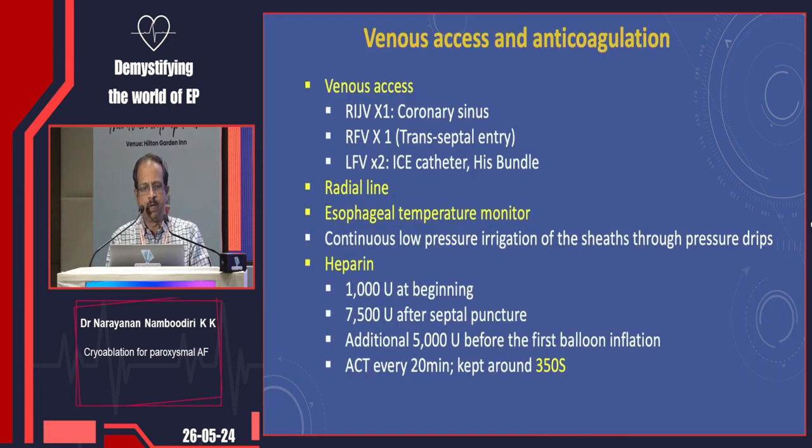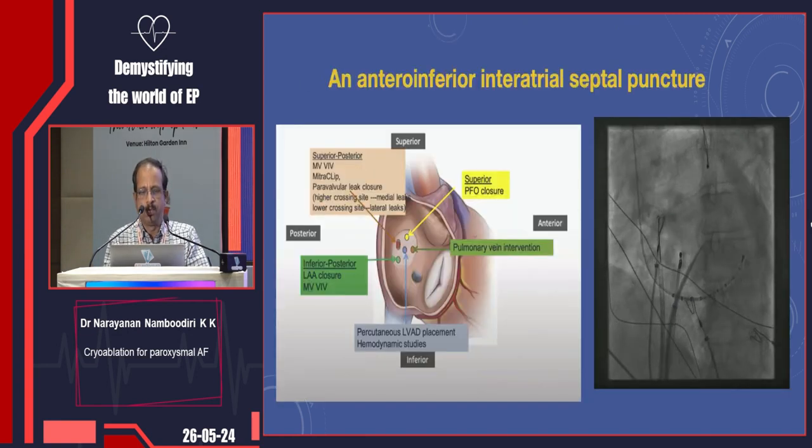Then four lines: right IJV, right femoral vein, left femoral vein, and radial line. Esophageal temperature monitoring, continuous low pressure irrigation, heparin 1000 units in the beginning, then 7,500 immediately after septum puncture. In total we give around 10 to 15,000. ACT should be maintained at 350 and should be monitored every 15 to 20 minutes.